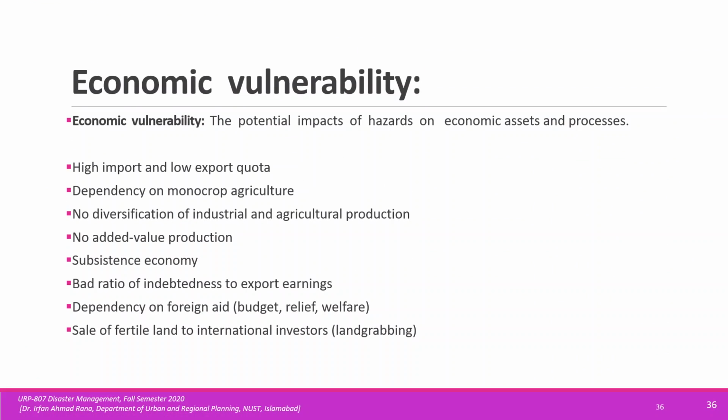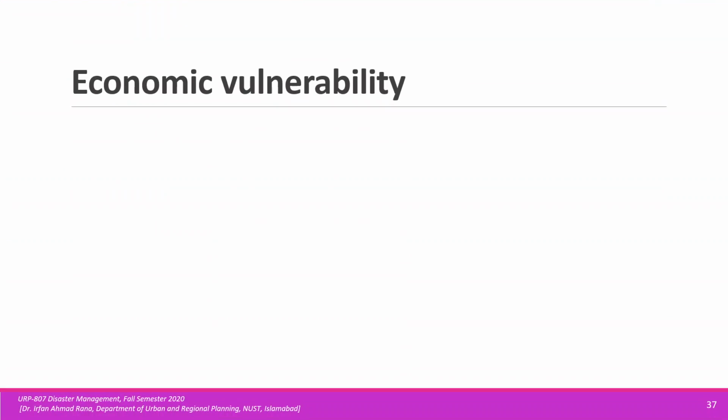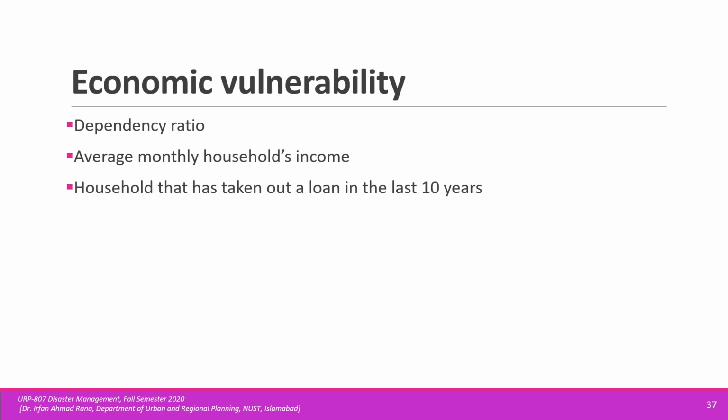Another is economic vulnerability. Here are some factors in which economic assets or processes might be affected due to disaster. At the household level, we talk about the dependency ratio, that is total dependents divided by total earners in the household. The higher the dependency ratio, the greater the economic vulnerability. Income plays a very vital role in assessing the vulnerability of a household. Then, people who have taken loans can be deemed more economically vulnerable than others.